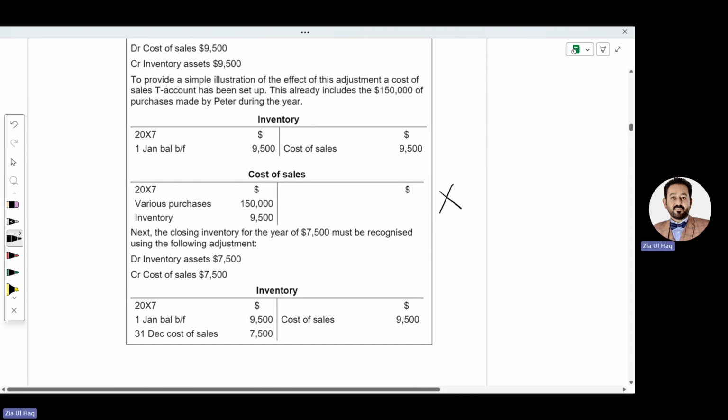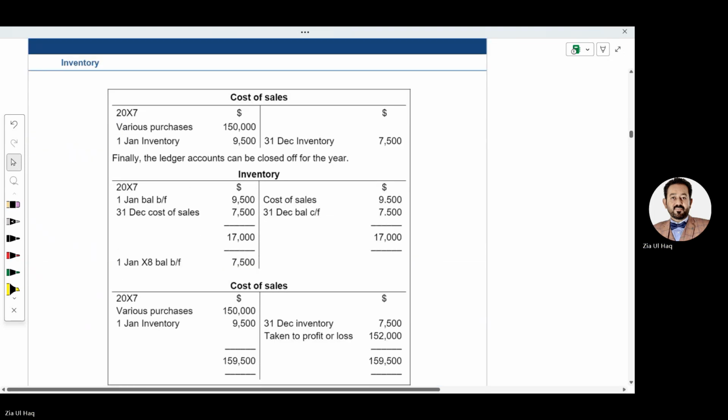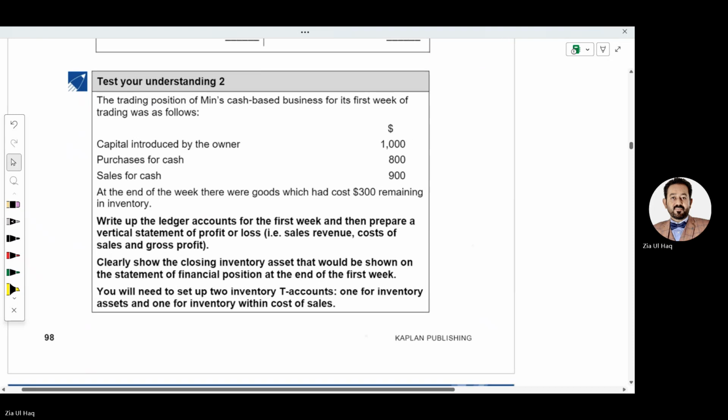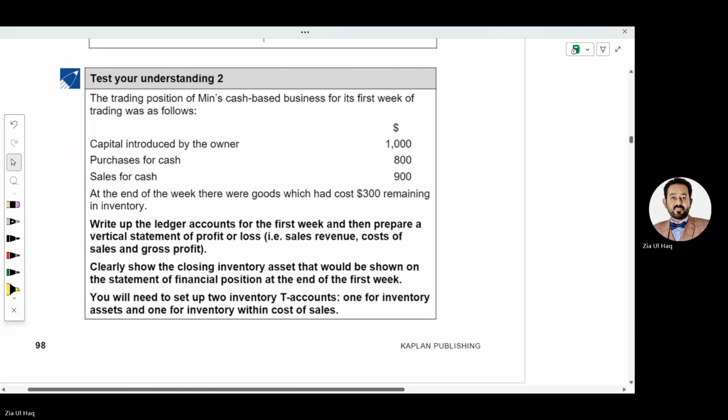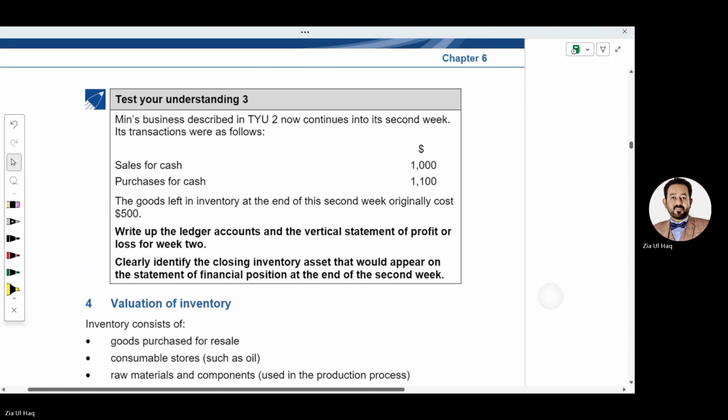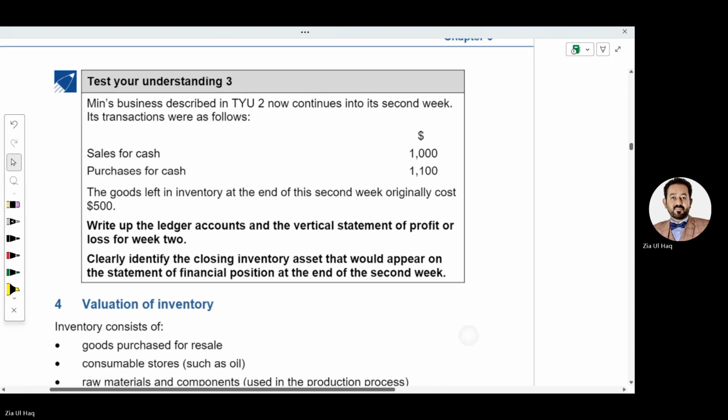Okay, don't need to cover these ledgers. Test your understanding 2. Even this is also relating to maintaining ledger. Ignore this. Yes, test your understanding 3.